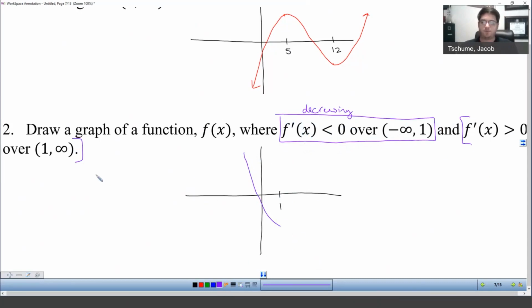This second part of the definition says f prime of x is greater than 0 over the interval 1 to infinity. Well, the first derivative being positive is the definition of increasing. So from 1 to infinity, I need to have my graph increase. And in the end, this looks something like a parabola. So not only do you need to be able to know what increasing and decreasing is literally, you need to also know its definition, because that will be mixed in occasionally in our problems.